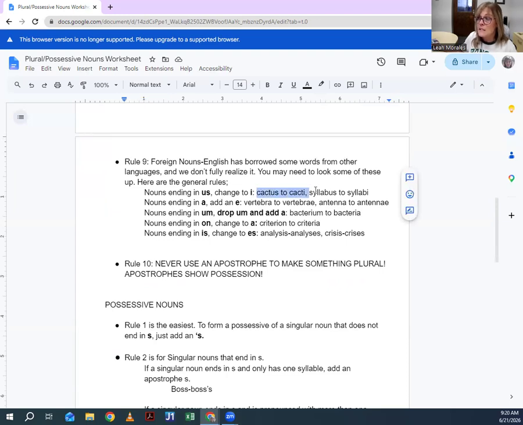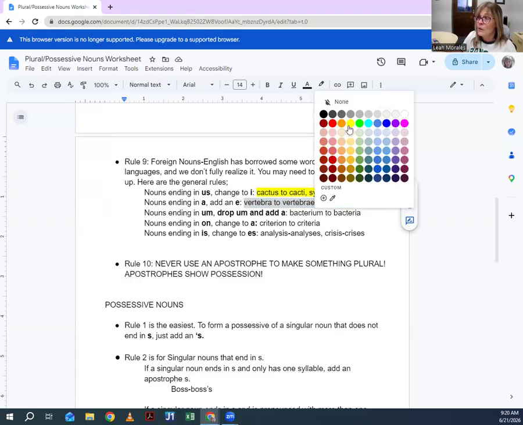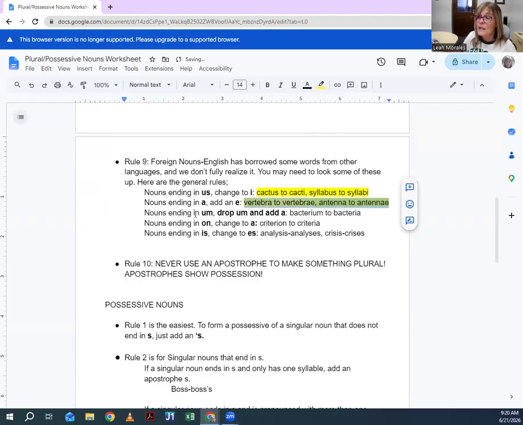Nouns ending in us change to i. Cactus becomes cacti. Syllabus, like you deal with in college, turns to syllabi. It's not syllabuses, it's syllabi, okay? Nouns ending in a, you add an e. So vertebra becomes vertebrae, antenna becomes antennae, okay? You change the spelling a little bit.